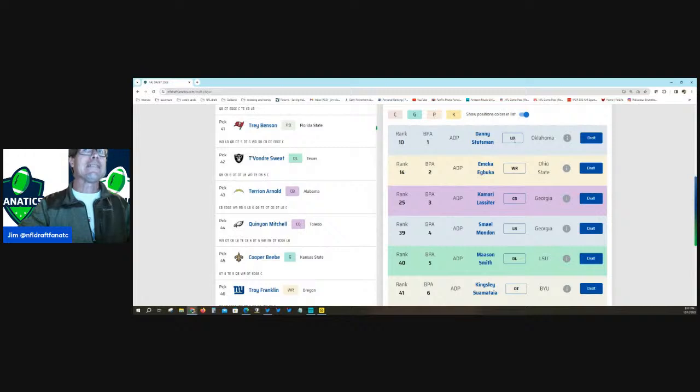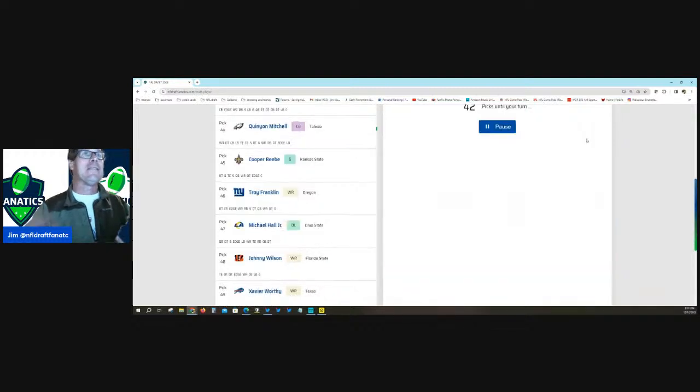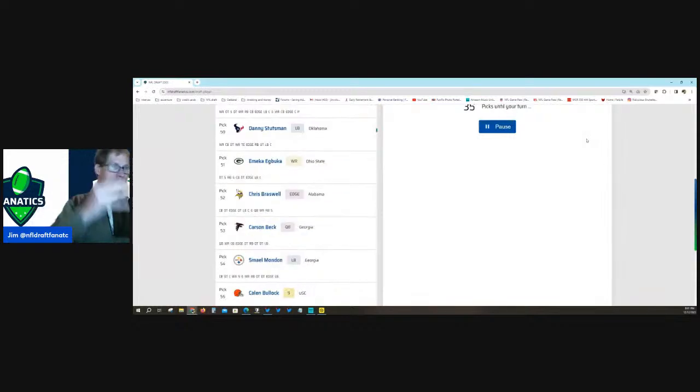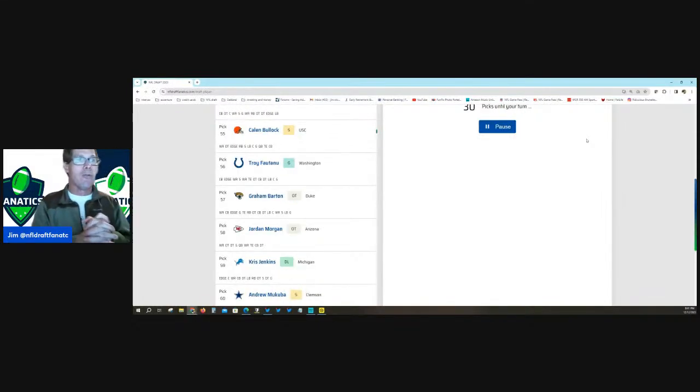Okay. Would you take Stutzman if he's there in round 2? I think that is the right pick. He's sitting at the right part of the card. Even if Egbuka and Lassiter are there, I think that the best player available, I thought those 3 were in the proper order.